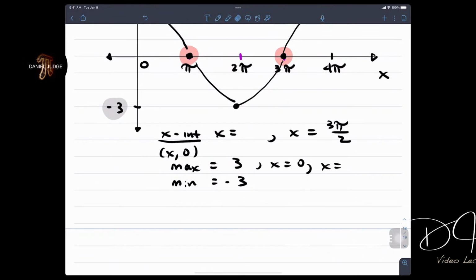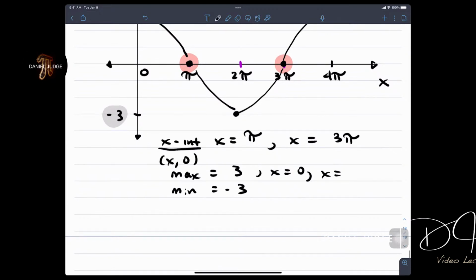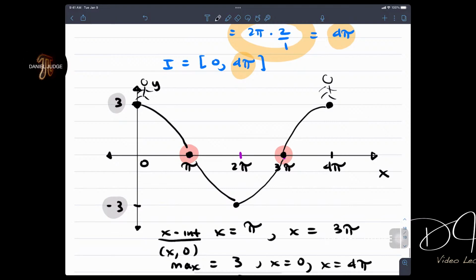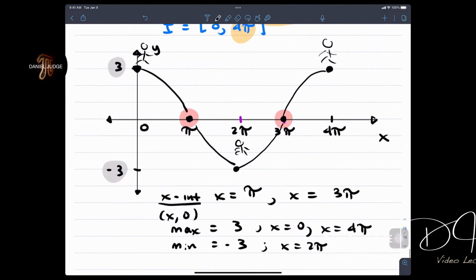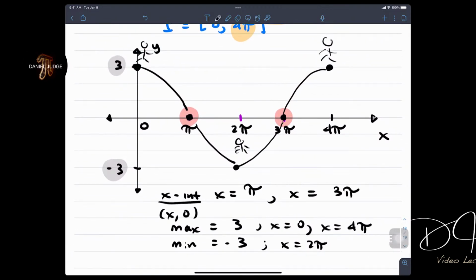All right. So let's change the x-intercepts. So x will be pi and x is 3 pi. The largest value happens when x is 0 and x is 4 pi. This is where you're standing at the top of your hills. You're in a valley at 2 pi. So that'll be 2 pi here, ladies and gentlemen. And there you go. There's your picture that is worth 1,000 words.